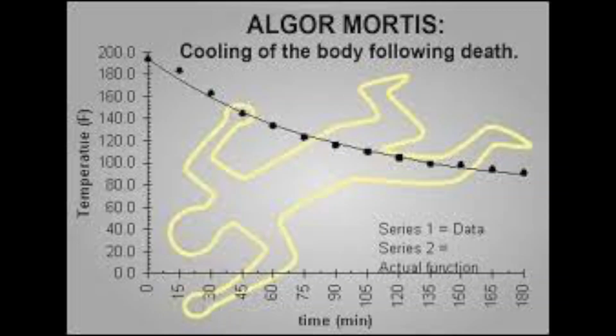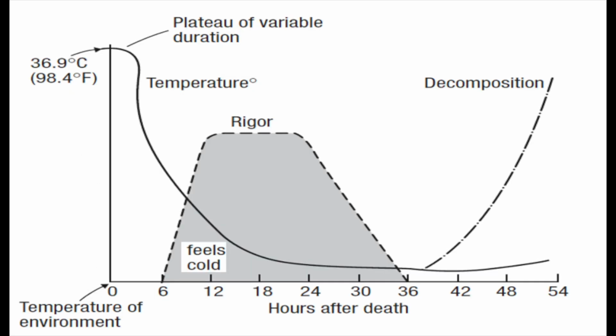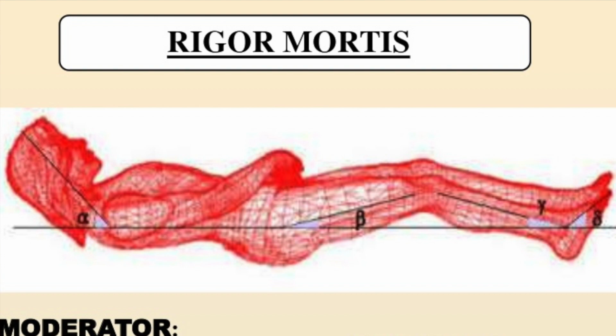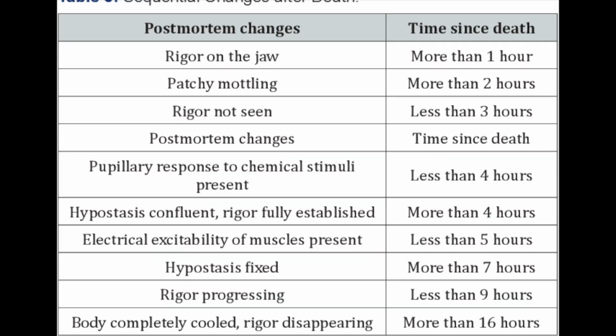Step 4, external examination of the body. Algor mortis is the post-mortem loss of heat from the body. Livor mortis is the post-mortem discoloration caused by the settling of blood to the lowest parts of the body. Rigor mortis is the post-mortem stiffening of the body's musculature as a result of chemical changes in the dying muscles.